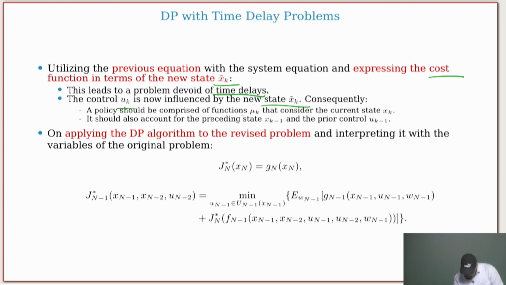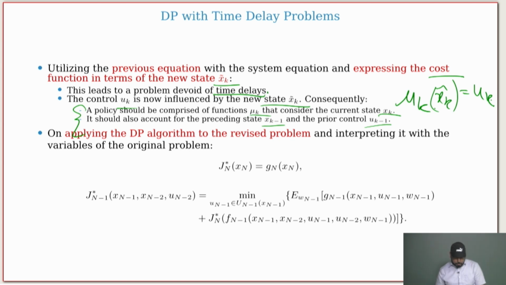Consequently, a policy should be comprised of functions mu k that consider the current state xk. It should also account for the previous state xk minus 1 and uk minus 1. So this is just the same thing said in terms of policy mu k. We know that the policy applied to xk tilde is nothing but uk. So if we apply the DP algorithm to the revised problem, then we can write down these with time delay.